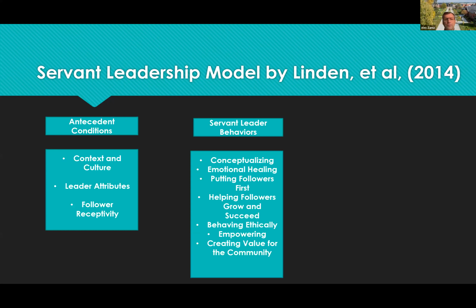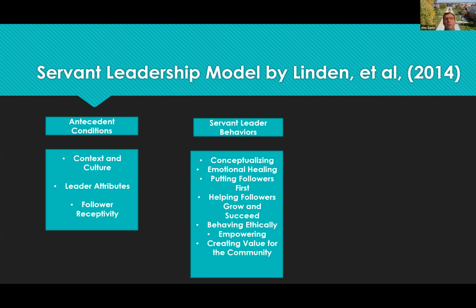The second one, we have to understand the leader's attributes. So we talked about from the perspective of who leaders are, their traits, and then what they do, behaviors. Leader attributes or traits are important because there are some leaders who are predisposed to engaging in the behaviors that I just mentioned, and some are not. So leaders' attributes will play a role in that.